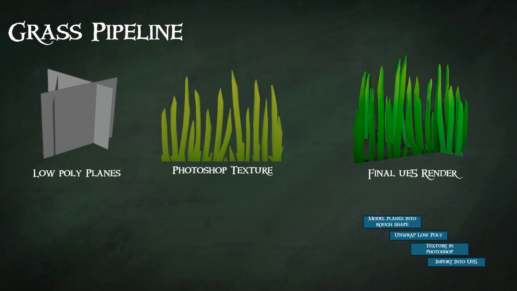For grass, the process was the same as making the tree leaves, however it was even easier since it just required 3 intersecting planes in a triangle for its low poly model.